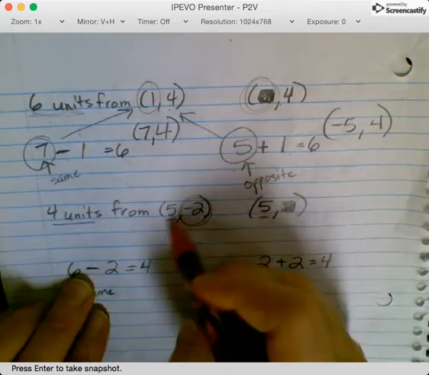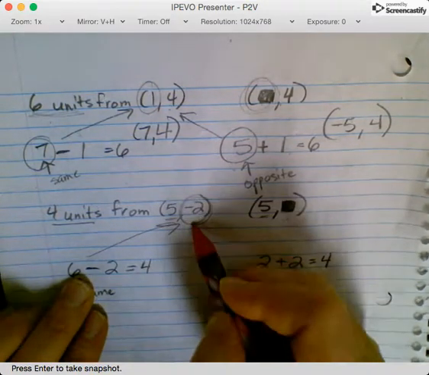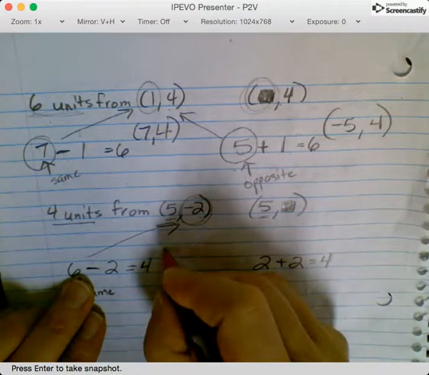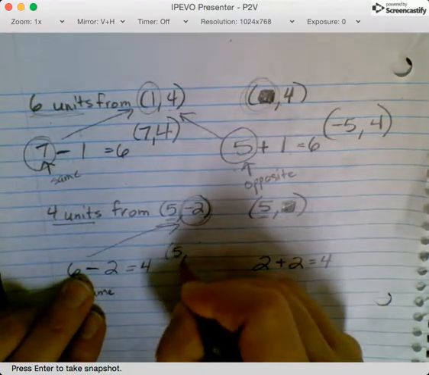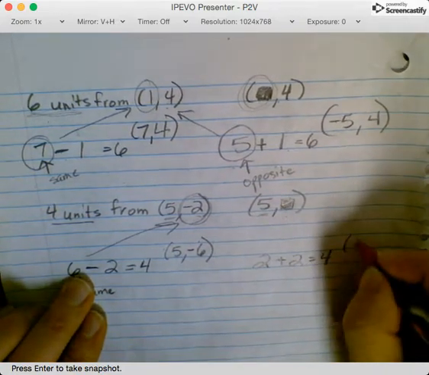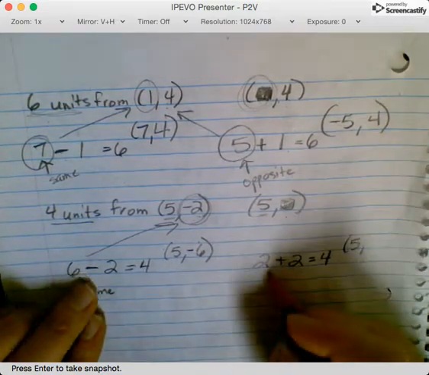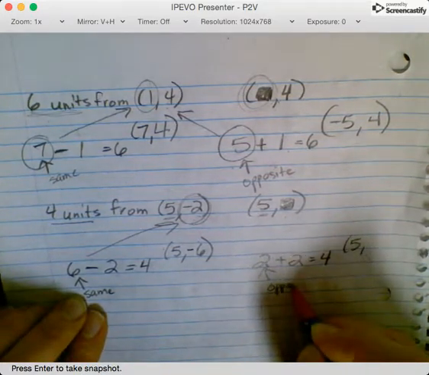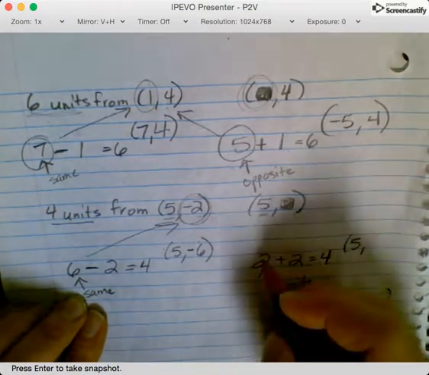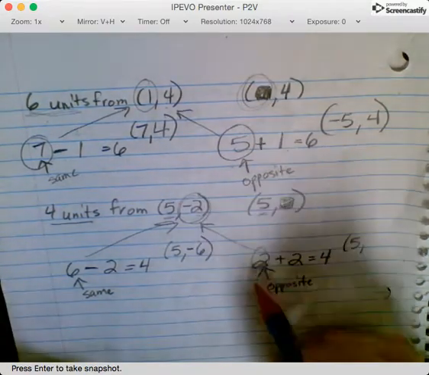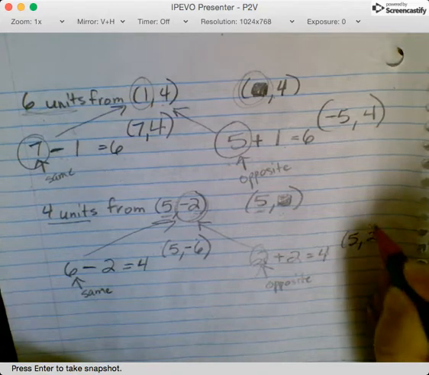Now, if I look, my original sign was negative. That means my 6 has to be negative, so 5, negative 6. My other one, opposite signs, add. So this has to be the opposite of that. That one is negative, so this one will be positive 2.